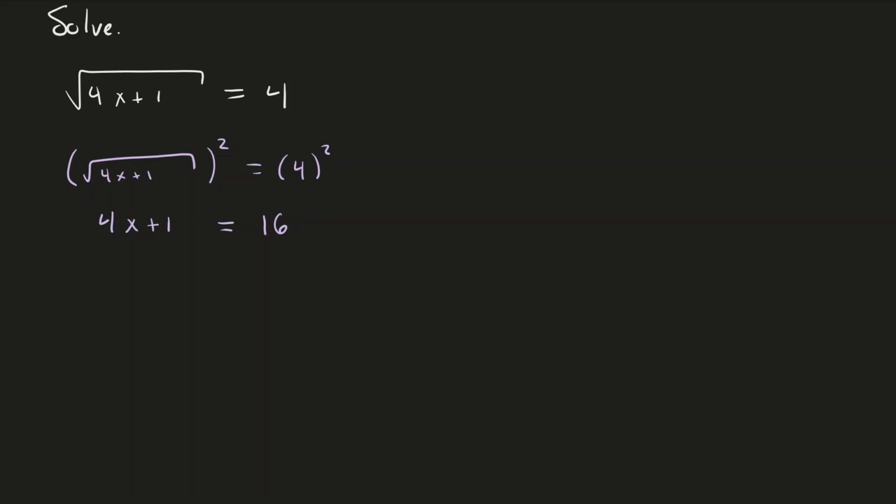Now solving this nice equation, 4x is equal to 15 by subtracting 1 from both sides. So then x is equal to 15 over 4, which is a fraction, but it's not that bad. So now we have to go and check it. Again, always check in the original equations. Do not check after you do anything to it.